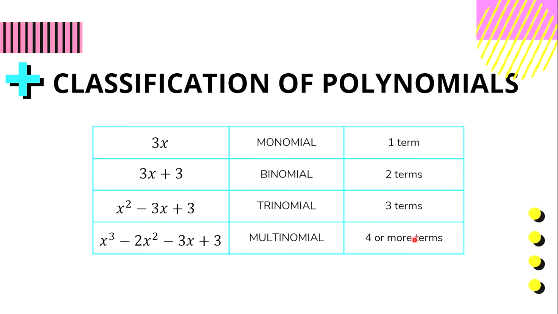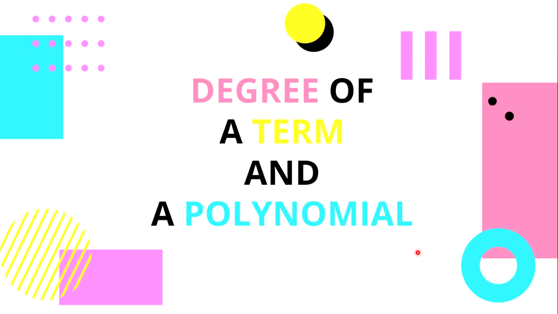And lastly, if it's four or more terms, this is what we call the multinomial. An example of that is x cubed minus 2x squared minus 3x plus 3. It's very easy to remember these because of the prefix: mono means 1, bi means 2, tri means 3, and multi means more than 3. So now let's proceed to the degree of a term and the polynomial.